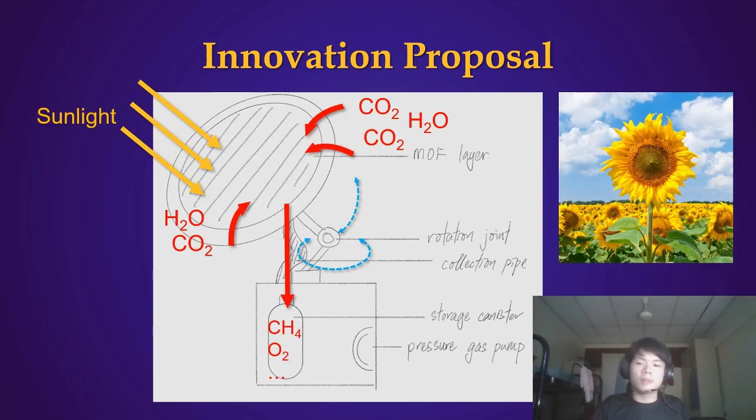Looking at the second picture here, it shows the working principle of this device. The sunlight shines onto the layer coated with MOF, which absorbs carbon dioxide and water from the surroundings, and a reaction happens to produce methane, oxygen, and many other gases to be stored in the canister, while the joint is freely rotatable to obtain maximum sunlight.